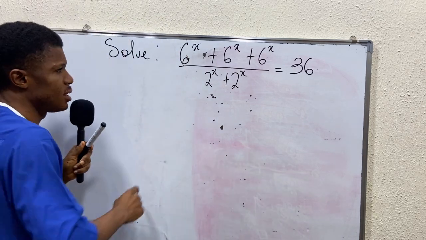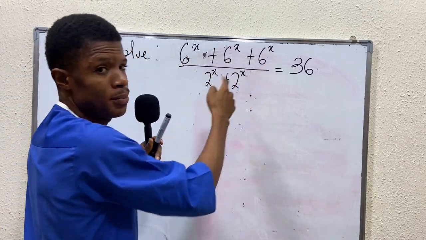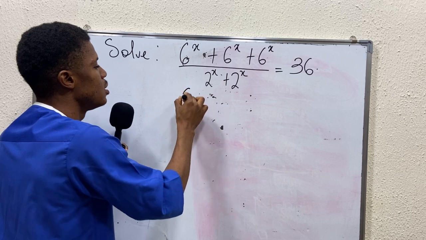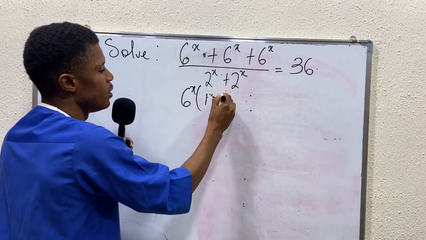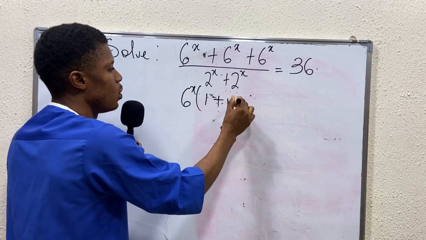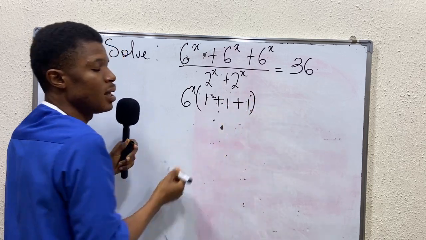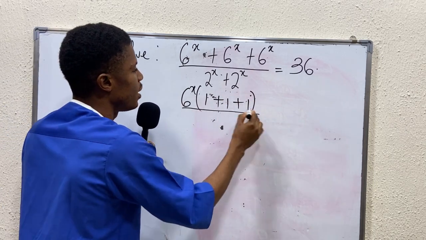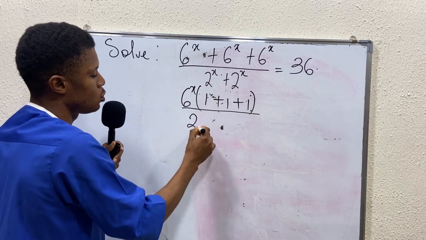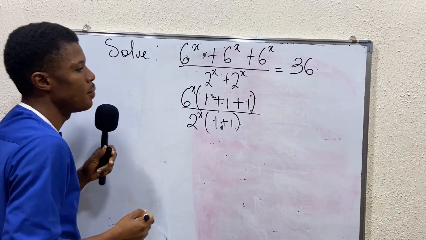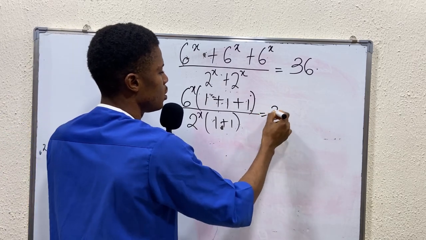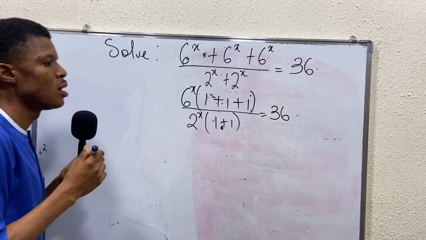But the first thing you understand is that we have 6^x in three places, so we can factor it out. If you factor out 6^x, you are left with 1. Then all divided by, same thing here, factor out 2^x, you are left with 1 plus 1. Okay? And all of that equals 36.